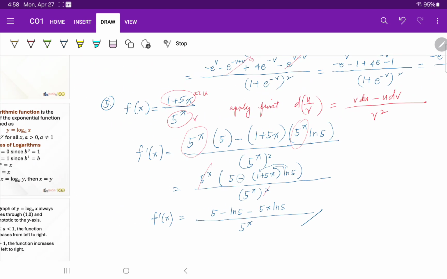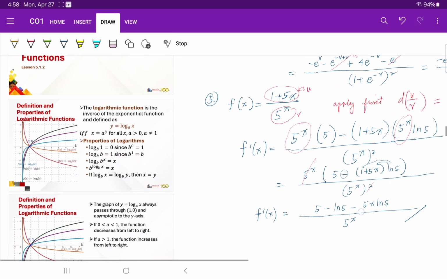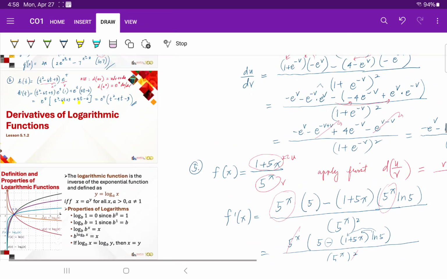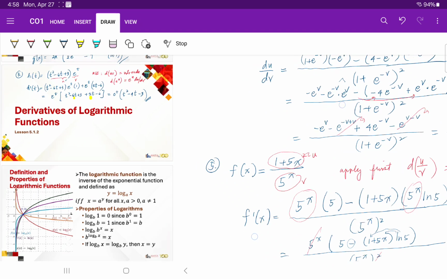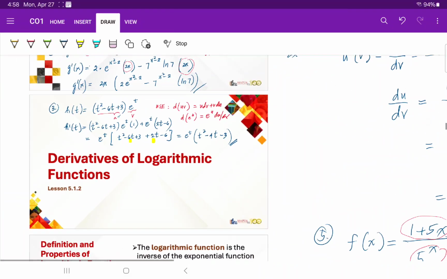Okay, so do we have other numbers? None. Okay, so the next that we have is the derivative of, hold on, are we done with this? Yeah, we're done with the last number, 1 plus 5x. Okay, so the next is, we're done with the derivative of exponential.